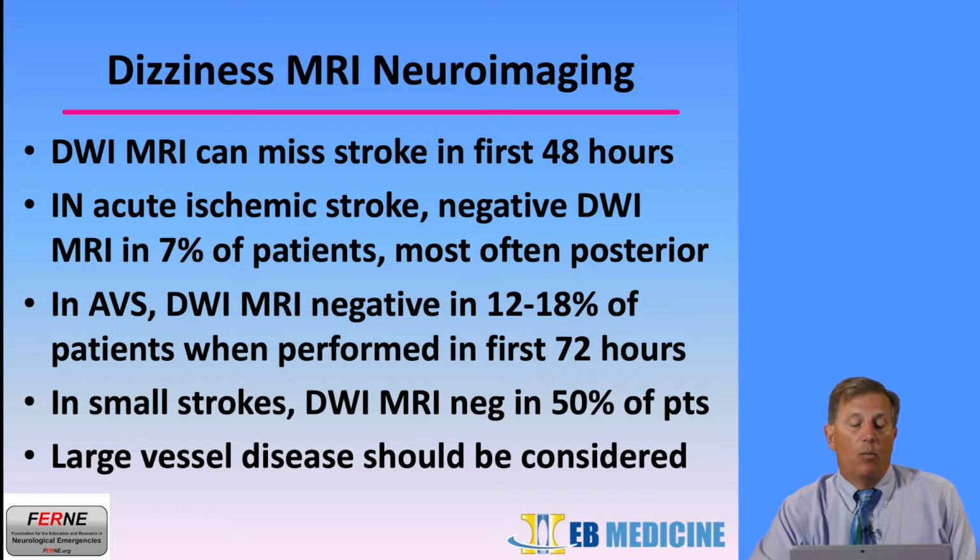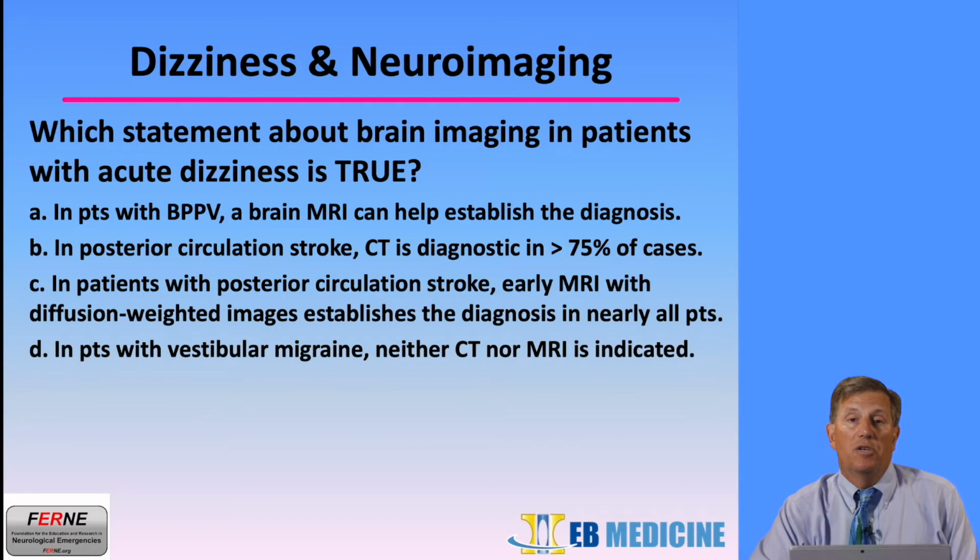We know that we should consider large vessel disease in most patients in whom we suspect stroke, in which case doing an initial CT may lead us to consider the need for TPA in the emergency setting. So let's do a question related to dizziness and neuroimaging. Which statement about brain imaging in patients with acute dizziness is true? So one statement is going to be true.